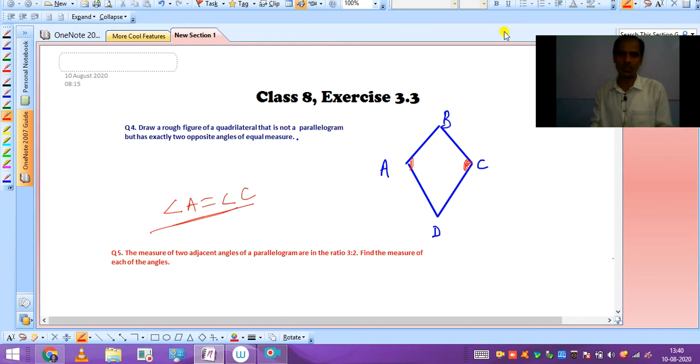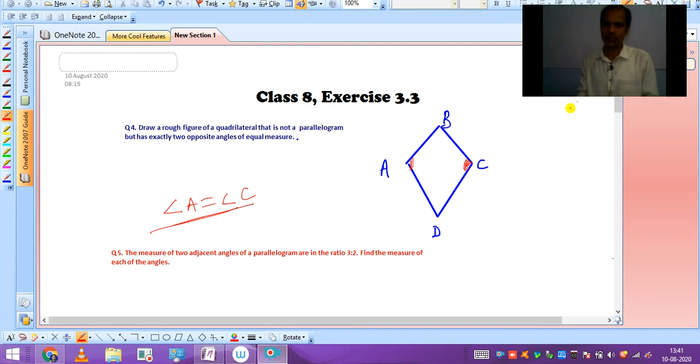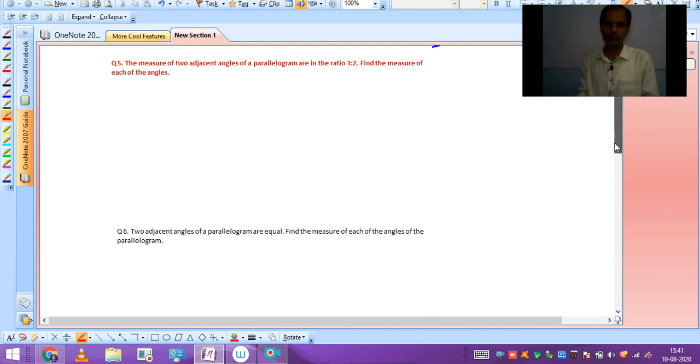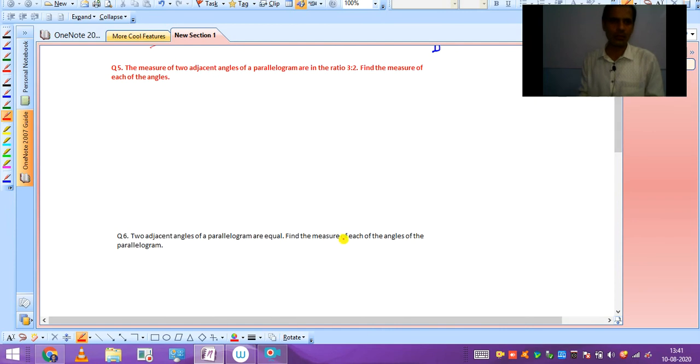Now students, I am going to solve question number 5. Fifth question is, the measure of two adjacent angles of a parallelogram are in the ratio 3:2. Find the measure of each of the angles. Meaning of this is, let me draw the diagram of a parallelogram. Okay, this is the diagram of a parallelogram.